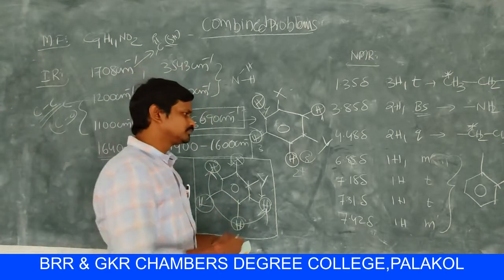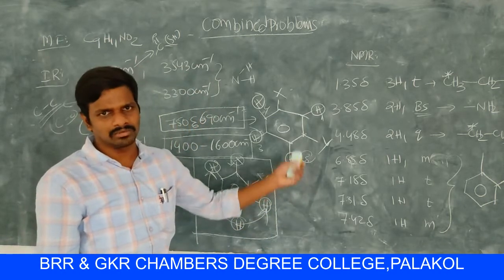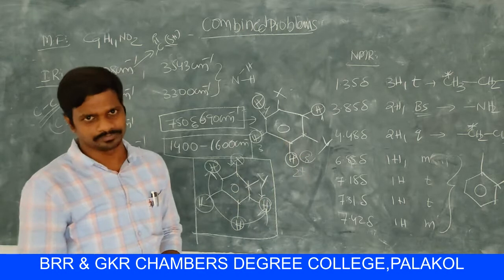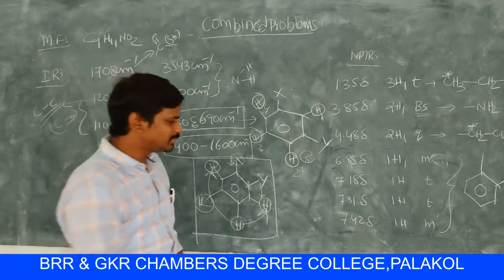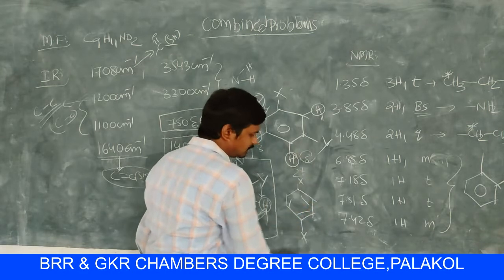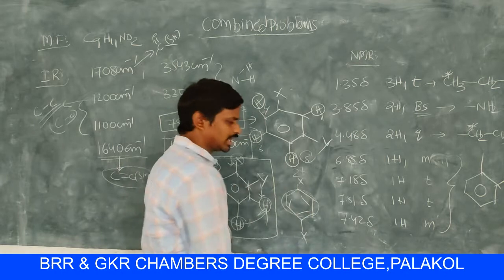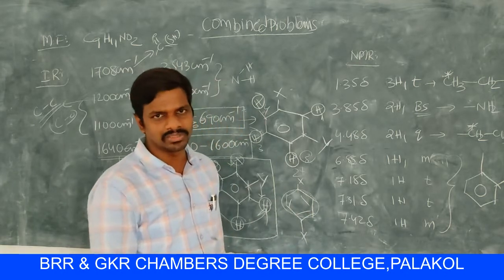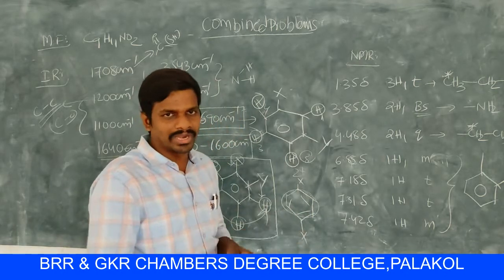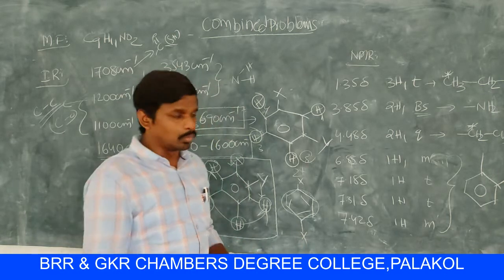So let us discuss whether our compound is ortho unsymmetrical disubstitution or meta unsymmetrical disubstitution. If the benzene ring is para symmetrical disubstitution, then the 4 hydrogens are in 1 environment. That means all the 4 hydrogens are in 1 environment, so in proton NMR it exhibits only 1 signal.